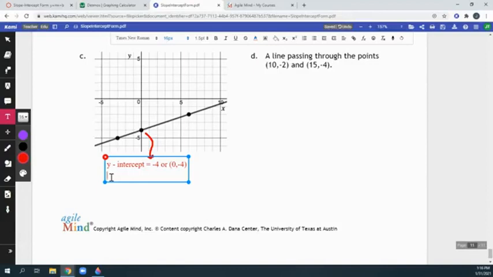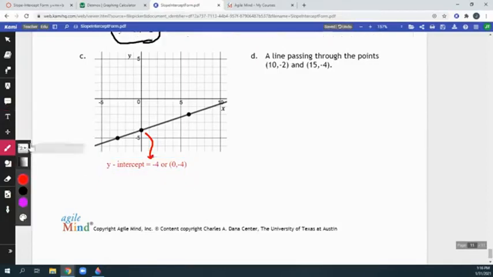Okay, the next thing is we need the slope. Notice the slope, I don't want that to be red, I want this to be purple. Okay. It goes up 2 and over 1, 2, 3, 4, 5, 6 to get to that point, yep. So that's my slope. It's y over x, so that's 2 over 6, or 1/3.